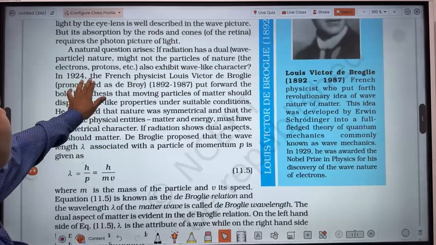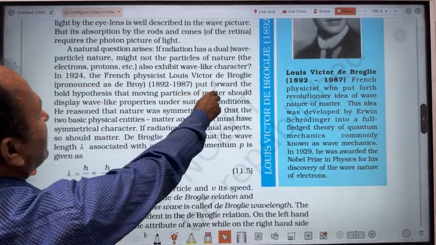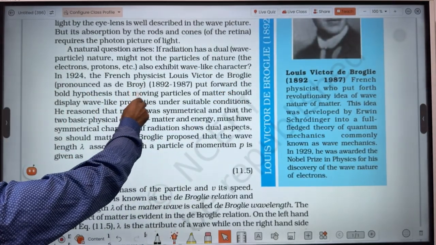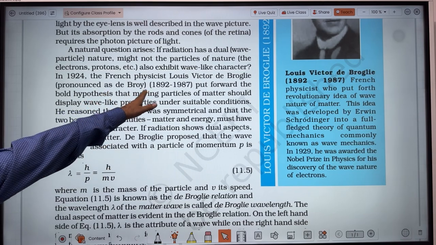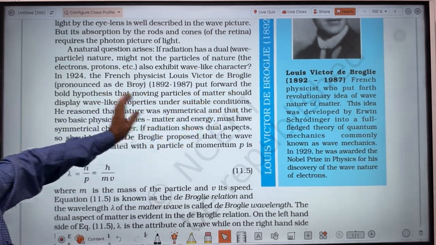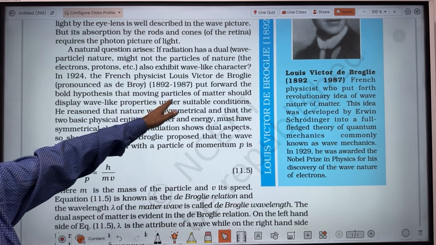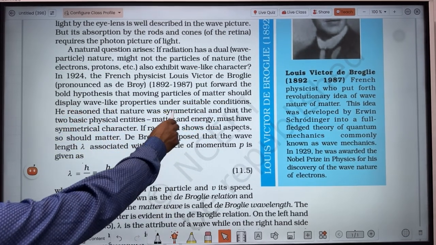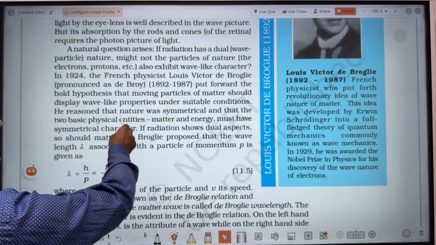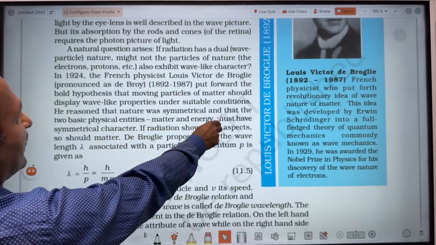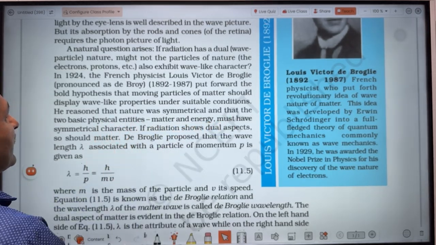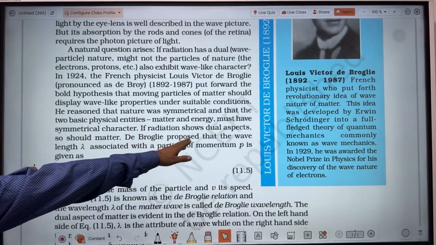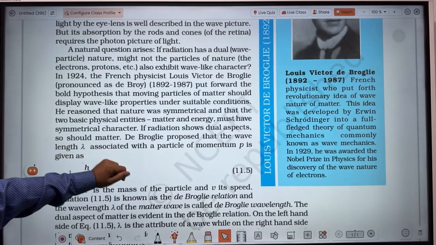So in 1924, the French physicist Louis Victor de Broglie, pronounced the Broglie, this is not correct, put forward the bold hypothesis that moving particles of matter should display wave-like properties under suitable conditions. He reasoned that nature was symmetrical and that the two basic physical entities, matter and energy, must have symmetrical character. If radiation shows dual aspects, so should matter.